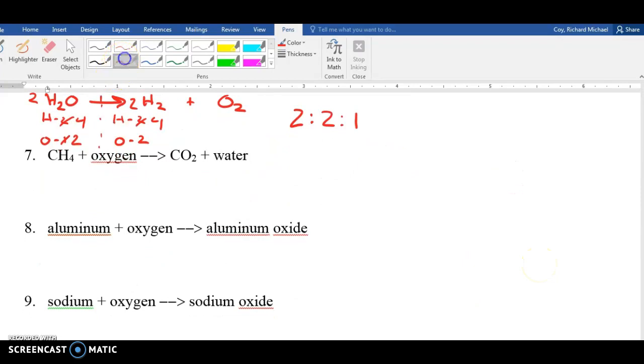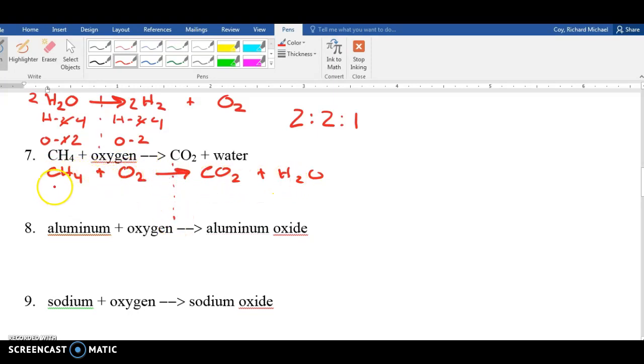Okay, methane and oxygen making carbon dioxide and water. CH4, which is methane, plus oxygen makes carbon dioxide and water. This is what we talked about today. This is a hydrocarbon. Adding oxygen means you're burning the hydrocarbon, making carbon dioxide and water.